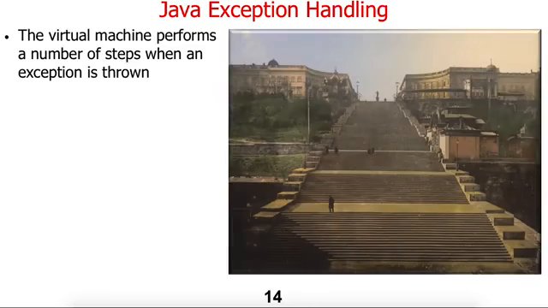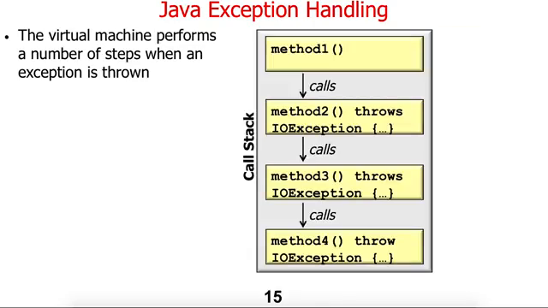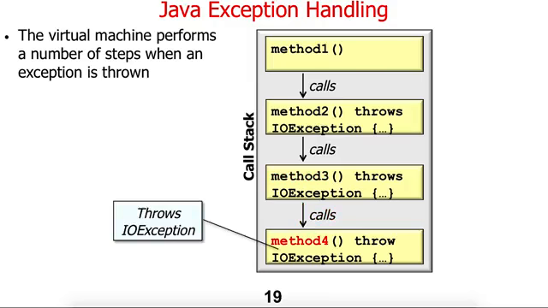When an exception is thrown, the virtual machine performs a number of steps. For example, consider an app with a group of methods that are called in a particular order, where method 1 calls method 2, which performs some computations, and then calls method 3, which in turn performs other computations, and ultimately calls method 4. Let's assume that method 4 throws an I/O exception, which can occur under various circumstances, such as trying to write a downloaded image to a file when there's no space available on the storage device.